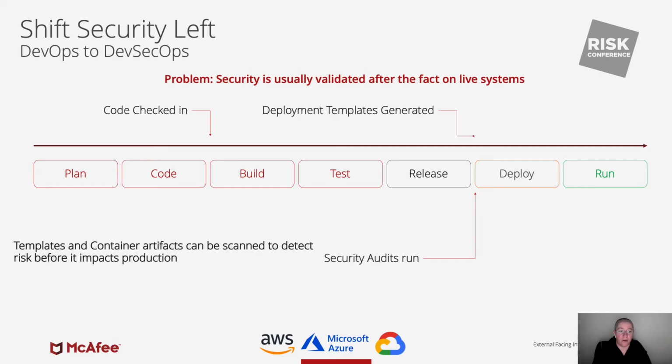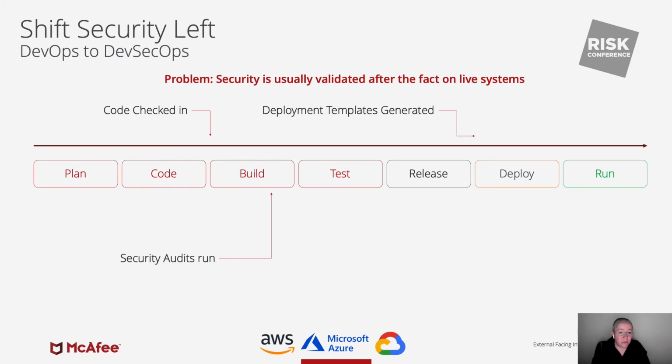Shift left where we are going to be scanning that code submit as it happens, as it's being created, and the artifacts can be scanned to detect the risk, the CVEs, the configuration audits. We can do that continuously. You can schedule them and you can do it on demand if you like. But it is really essentially a great tool for visibility.